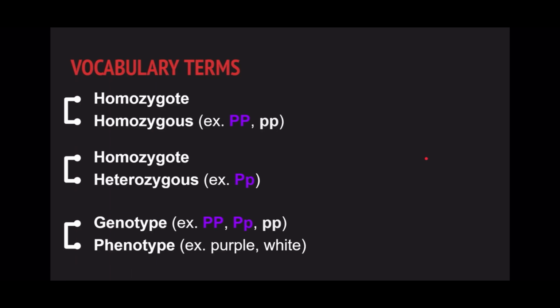Here are some important vocabulary terms that you should know. Homozygous simply means two identical alleles, which would be like big P big P, or little p little p. Heterozygous means two different alleles, so big P, little p. Genotype is simply the genetic makeup, so that would be like one of those big P, little p combinations, whereas phenotype is the observable trait that results from the genotype. So whereas big P would be the genotype, purple would be what we consider the phenotype. And you need to make sure that you understand these, as these terms definitely appear quite frequently within genetics.